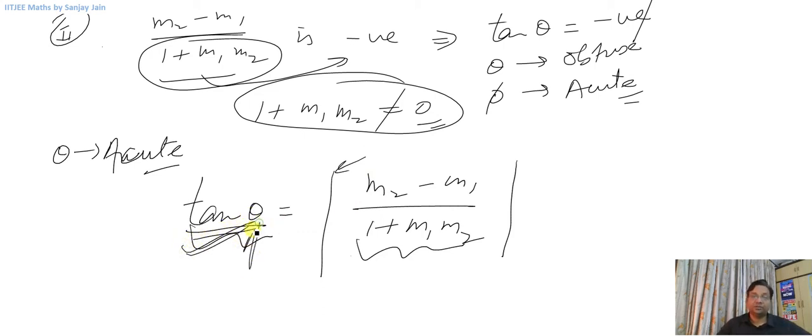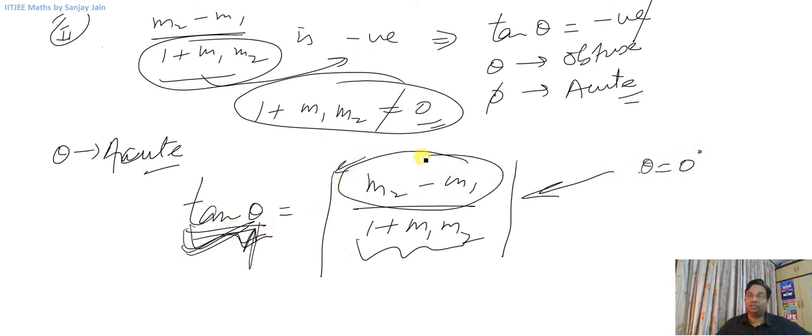Now theta is an acute angle that we are talking about. So if we are talking about an acute angle, then tan of theta we will write as mod of m2 minus m1 divided by 1 plus m1 m2. And just by looking at this expression also, you know that if theta is 0, what will happen? Tan 0 will be 0, so the numerator has to be 0, hence m1 will be equal to m2. The slopes are equal, which we have already discussed.